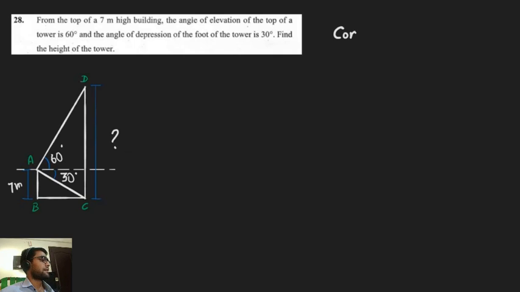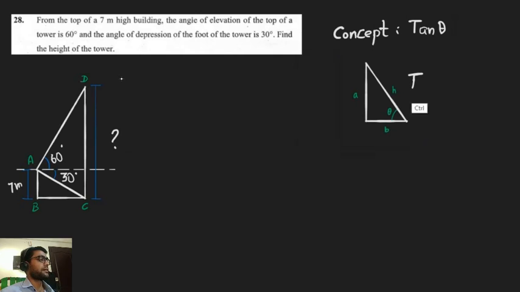Let's see the concept that we are going to use to solve this problem. The concept used is a trigonometric formula, that is tan theta. Let's understand tan theta. In the triangle shown with sides A, B and hypotenuse H, tan theta is defined as opposite by adjacent, which is A by B. Now let's see, using this tan theta, how we can solve this problem.